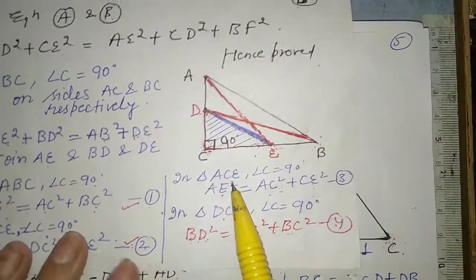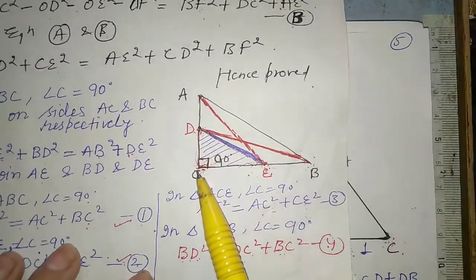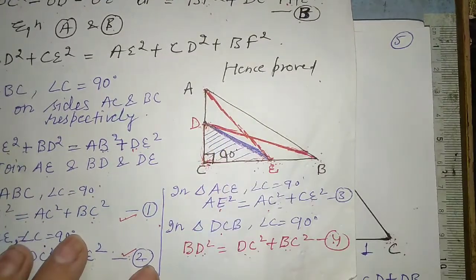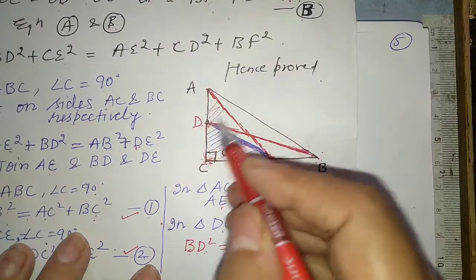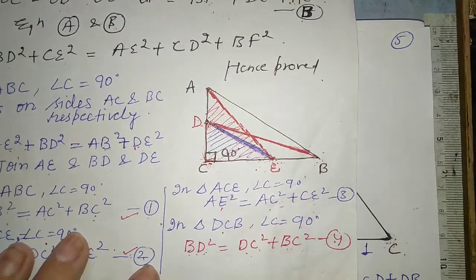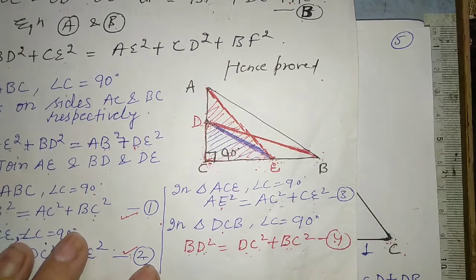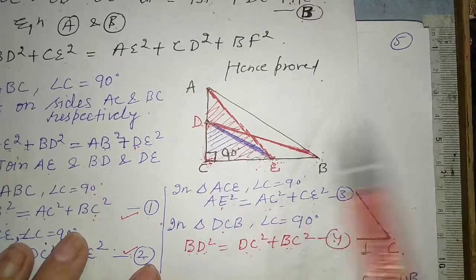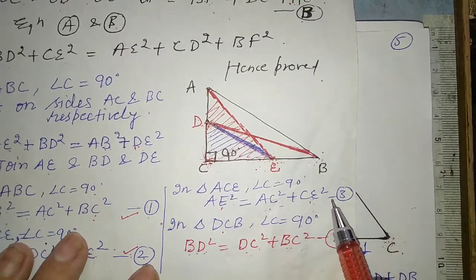Now in triangle ACE. This triangle. This one. What we are having? Angle C is 90. So AE square is equals to AC square plus CE square. This is the third equation.